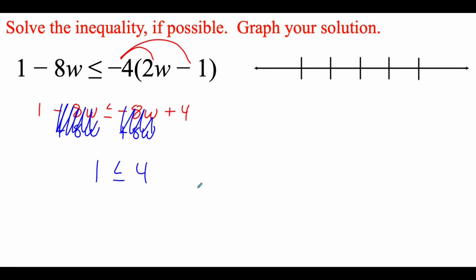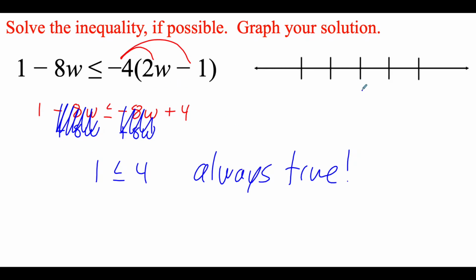But what I want you to notice is that we get a true inequality on this one. 1 is always less than or equal to 4. 1 is always going to be less than 4, no matter what you do. So what that actually means is if we were to go back up to the original inequality that we were working with, any number that we would plug in for w would always end up giving us a true statement at the very end.